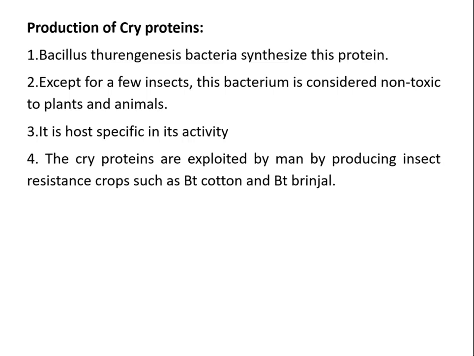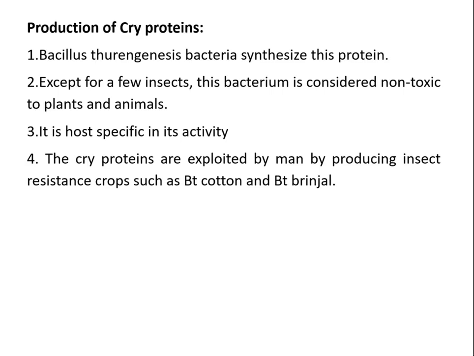Let us see how these cry proteins are produced. The bacterium Bacillus thuringiensis synthesizes this cry protein. Except for a few insects, as I told just now, this bacterium is considered to be non-toxic to plants and animals, but it is toxic to insects. So it is host specific in its activity, and cry proteins are exploited by man by producing insect resistant crops like Bt cotton and Bt brinjal. So it is all about the cry proteins.